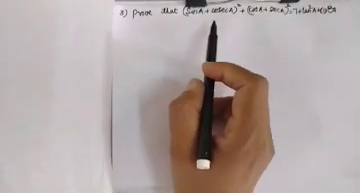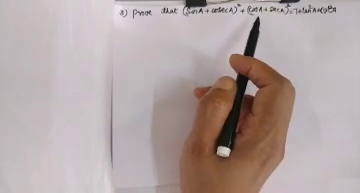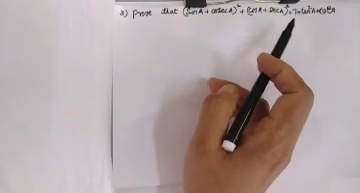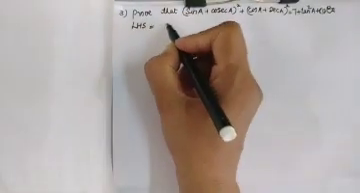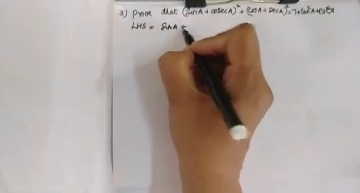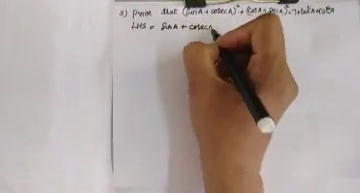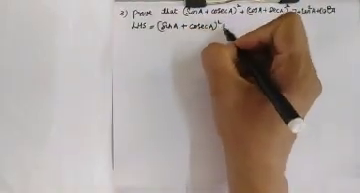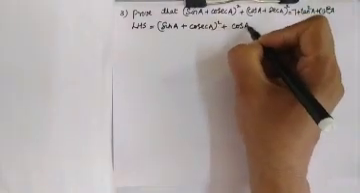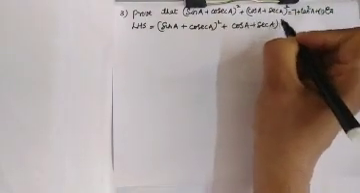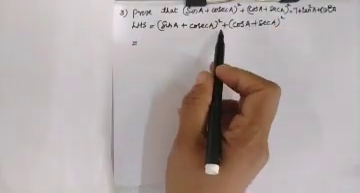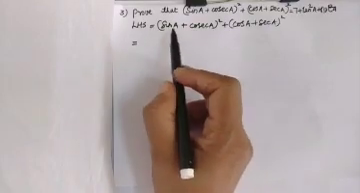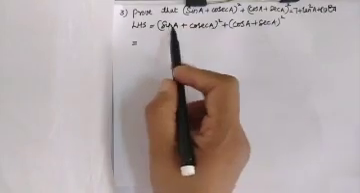Next is prove that sin A plus cosec A the whole square plus cos A plus sec A the whole square is 7 plus tan squared A plus cot squared A. So the left hand side here is sin A plus cosec A the whole square plus cos A plus sec A the whole square. Now you have to use the identity a plus b the whole squared here. A plus b the whole squared is a square plus b square plus 2ab.